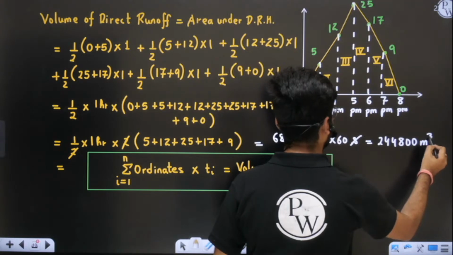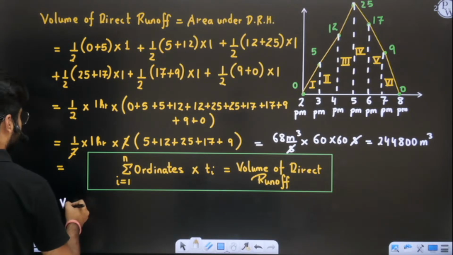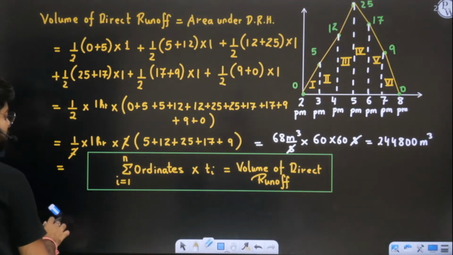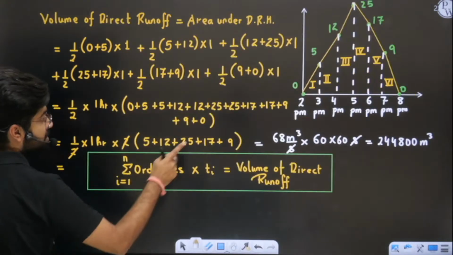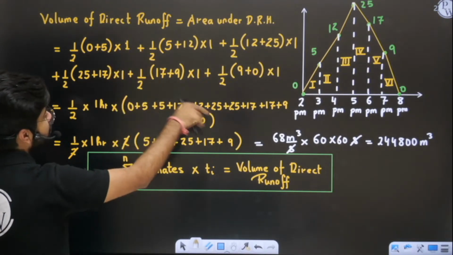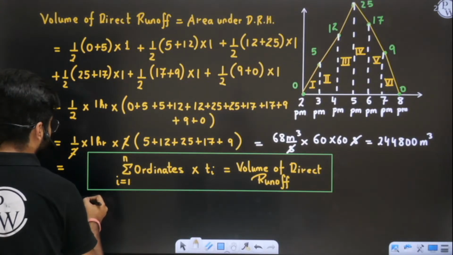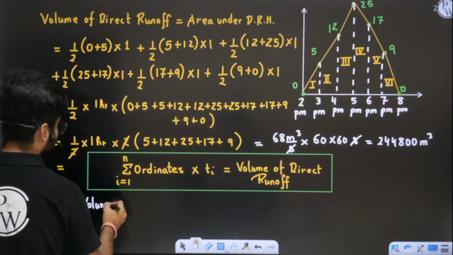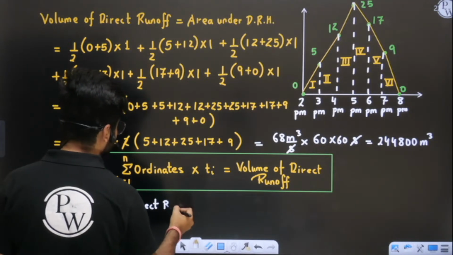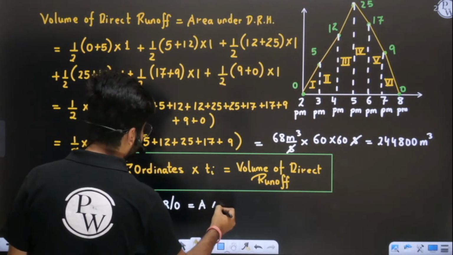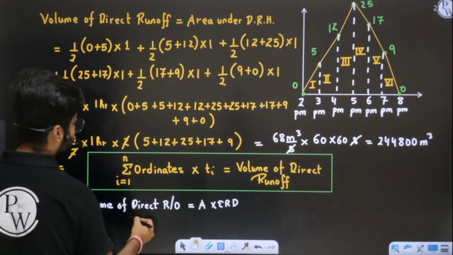So I am getting the volume of direct runoff as 244,800 meter cube. Okay, this is the volume of direct runoff only. Second part is find the catchment area. So volume of direct runoff is equal to catchment area into effective rainfall depth. Volume of direct runoff is coming out to be 244,800.